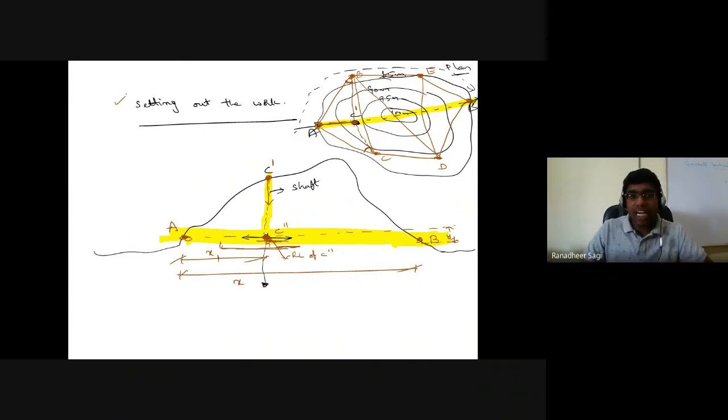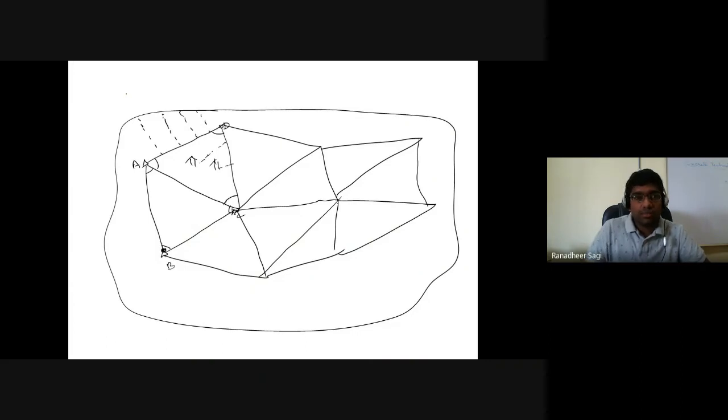First, we identify what our control network is. Let's say for example, station A, station B, station C, station D, station E, station F, station G, station H, station I, station J. This is my control network. So first we are establishing our control network.